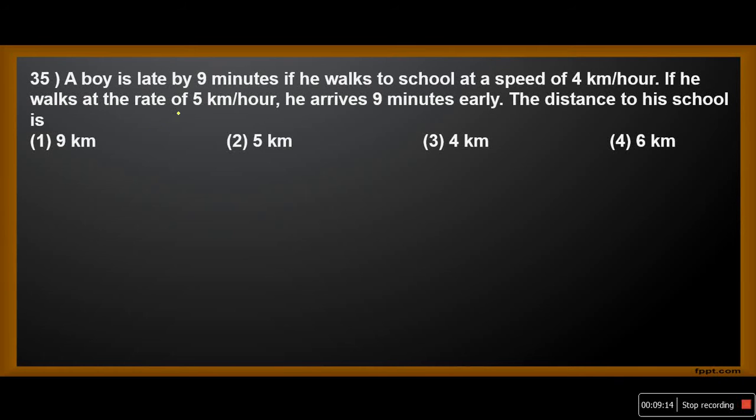A boy is late by 9 minutes if he walks to school at a speed of 4 km per hour. If he walks at the rate of 5 km per hour, he arrives 9 minutes early. What is the distance to his school? What's the time gap? Here he is late by 9, there he is early by 9.